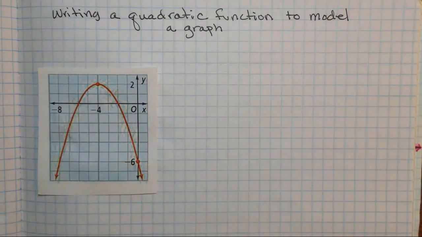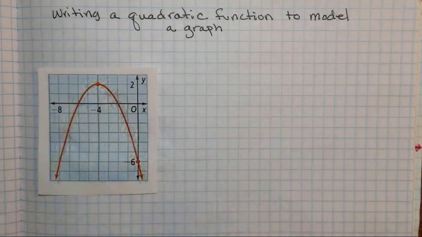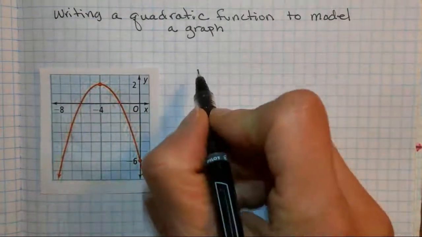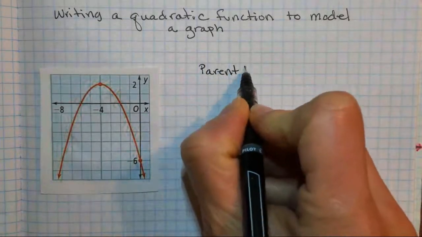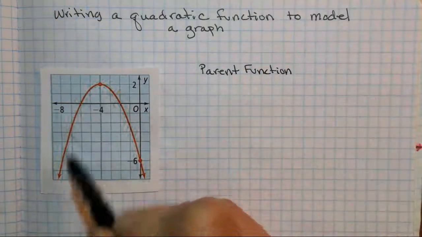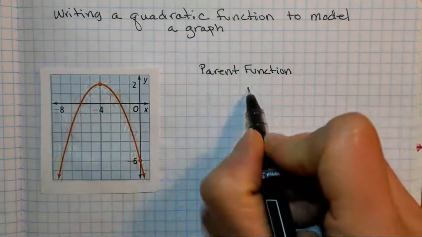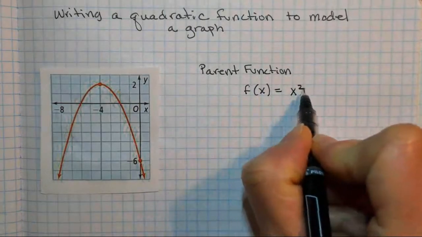We're going to write the equation of this function. And the first thing that we have to recognize is what type of function this is. So if you recall, all quadratics make a parabola. So what I want to do is first write down the parent function. Let's just review. The parent function of a quadratic is f of x equals x squared.